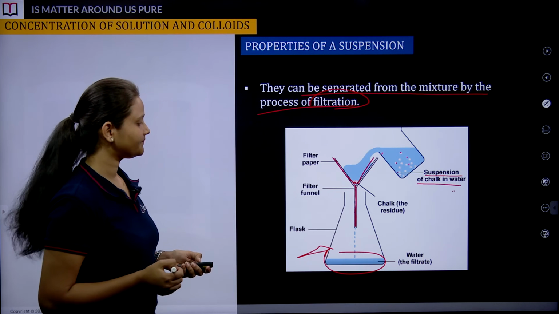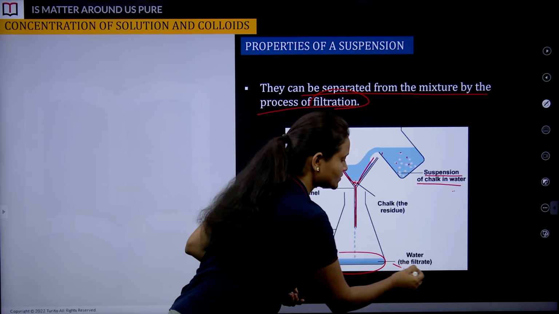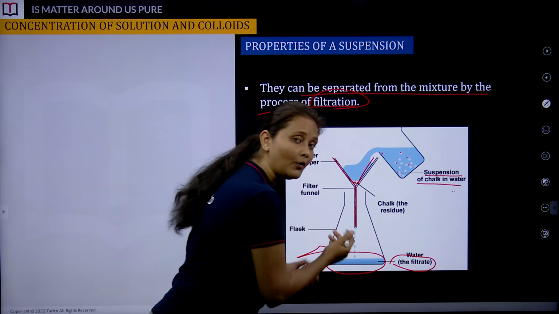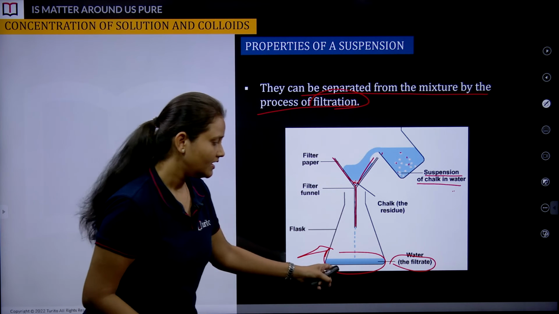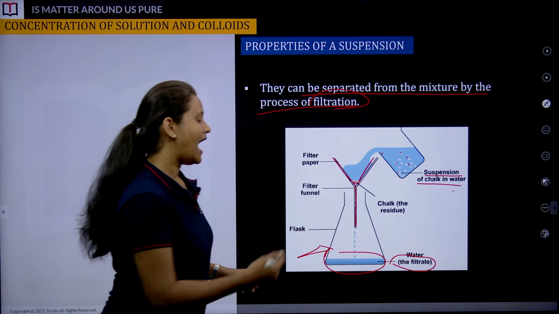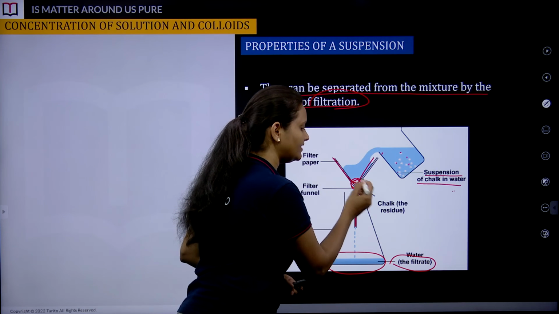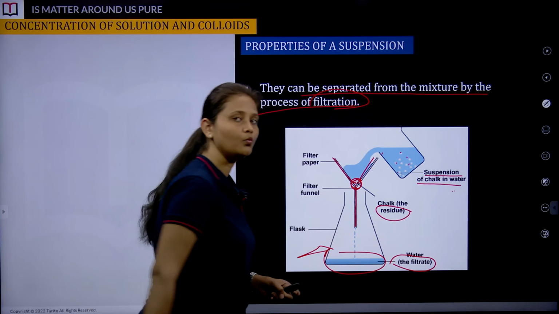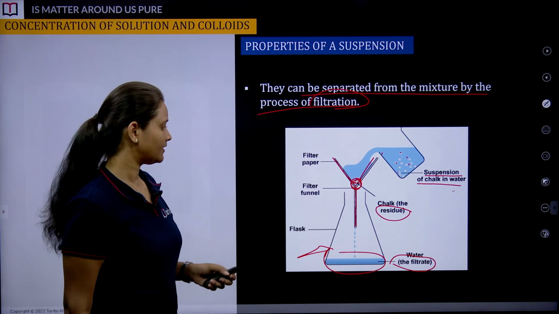Got it? See, this water is known as the filtrate. Whatever we are filtering out and collecting in a separate container is nothing but the filtrate. And whatever remains on the filter paper, what do we call it? Residue. Got it?